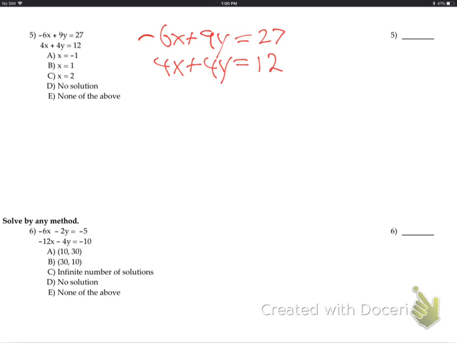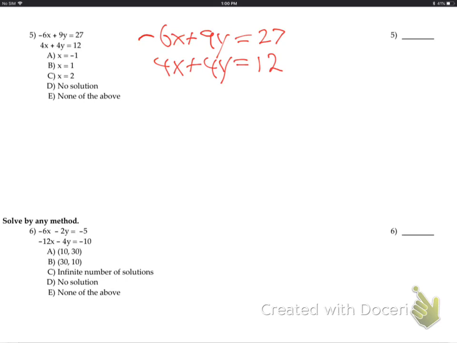24. How about 12? We could do 24, but wouldn't 12 be easier? 24 would work. But you want to find the lowest number you can make them both into, and that makes life easier, numbers easier. You can make them both into 12, right? That's the lowest thing. 24 will work. So then we would multiply everything in the top by 2 and everything in the bottom by 3. Exactly. Does that make sense?